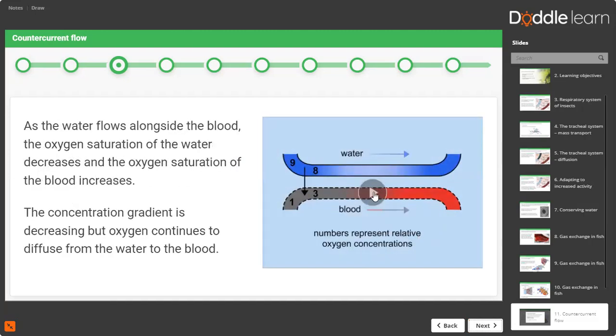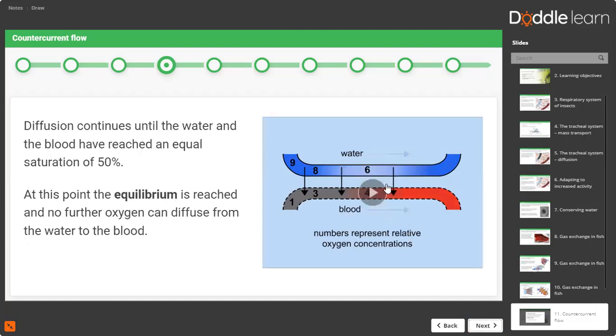As water flows alongside the blood, the oxygen saturation of the water decreases and the oxygen saturation of the blood increases. The concentration gradient is decreasing, but oxygen continues to diffuse from water to the blood. Diffusion continues until the water and the blood have reached an equal saturation of 50%. At this point, the equilibrium is reached and no further oxygen can diffuse from the water to the blood. So then it stops, diffusion doesn't carry on anymore.